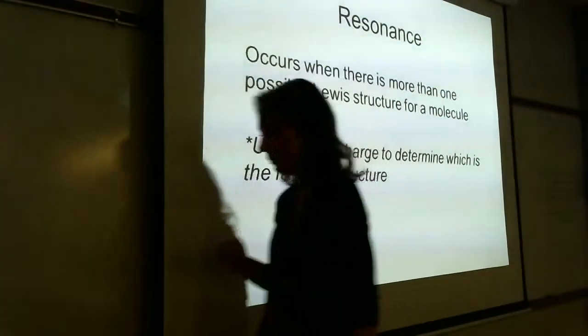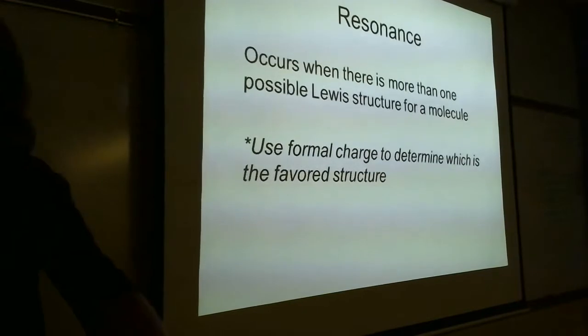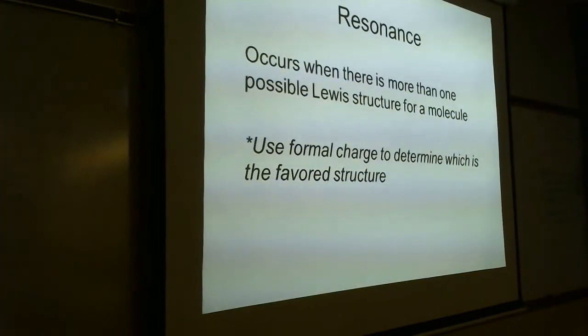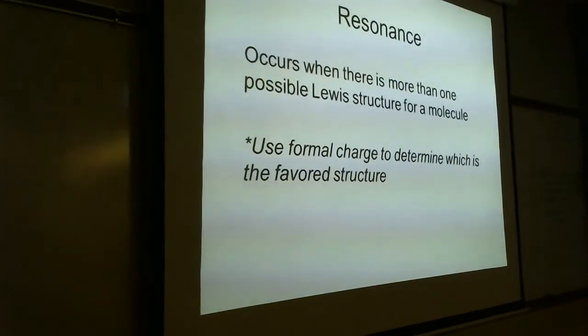So I'll give you an example of that. I'm going to write it over here because the camera does not like it when I write on the board. It gets really glitchy. All right, so for instance, let's do carbon dioxide, CO2. Carbon has 4 valence electrons, right? And oxygen has 6. So 4 plus 12 is 16.